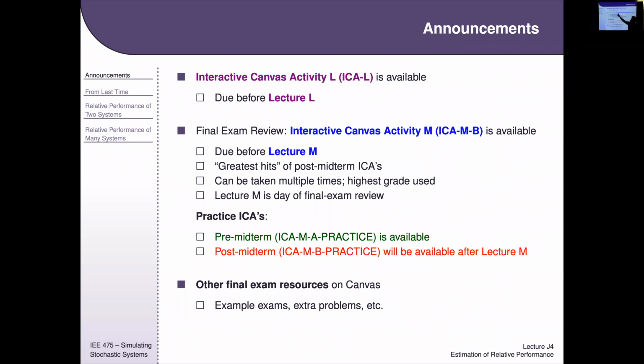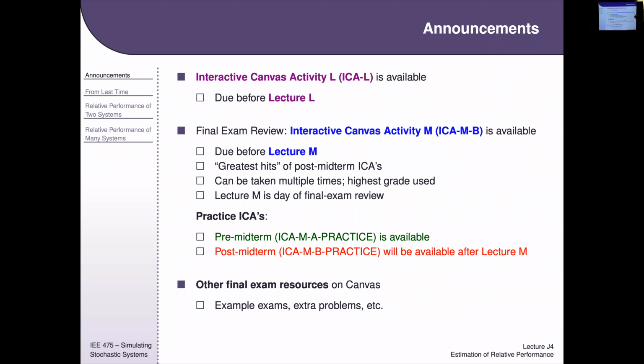And then ICA-M is another one of those study ICAs that is meant to be a study for the final exam. So it's a longer ICA. Instead of being 10 points, it's somewhere around 30 points. It takes a random sample of the post-midterm ICAs and maybe adds in a couple of other extra questions. It can be taken multiple times, and the highest grade is used. After the review day, which is lecture M, ICA M goes away, but a practice version goes in its place.